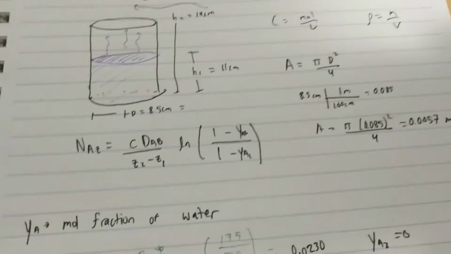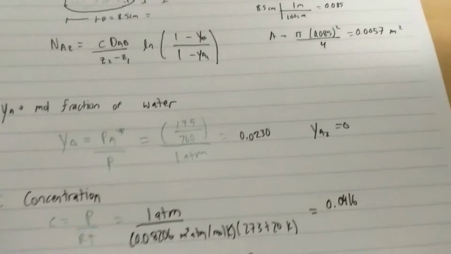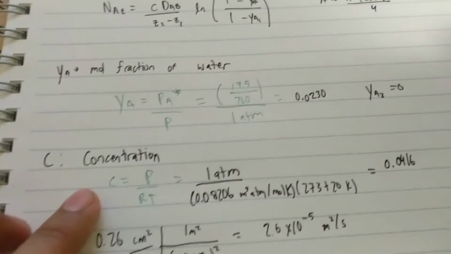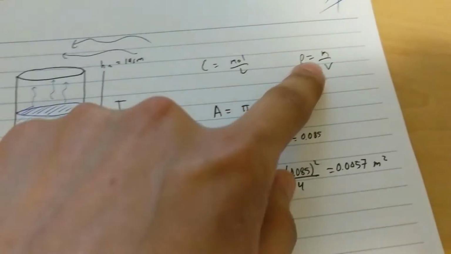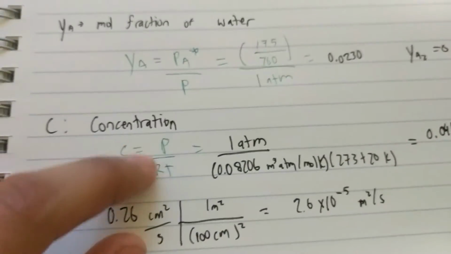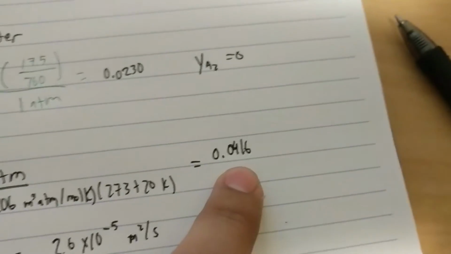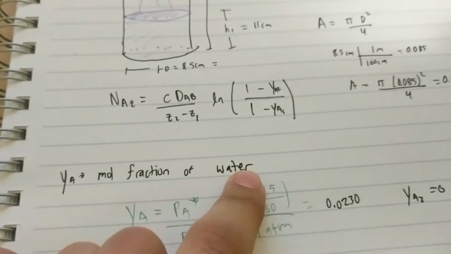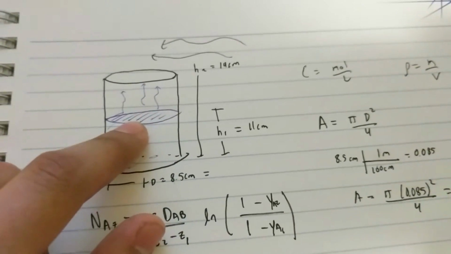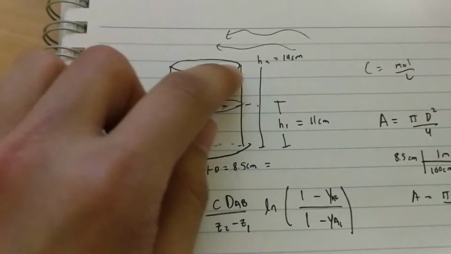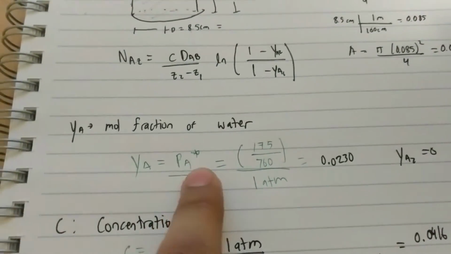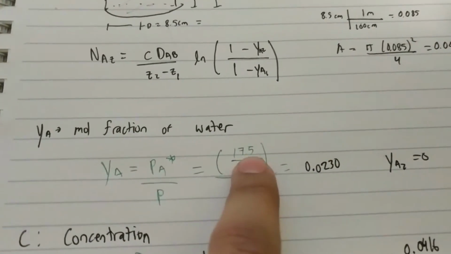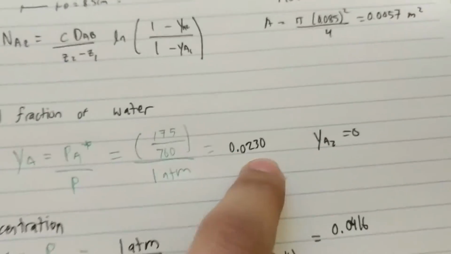And if you're taking chemistry or you have taken chemistry, you may know some of these terms, such as concentration, which is kind of like density, mass over volume. Or you can use pressure over RT and you get a concentration. Mole fraction of the water vapor at 2 points. So at this point you have the mole fraction here and at the top of the cup. You can calculate using a saturation pressure, which is 17.5, and you get about 0.023.